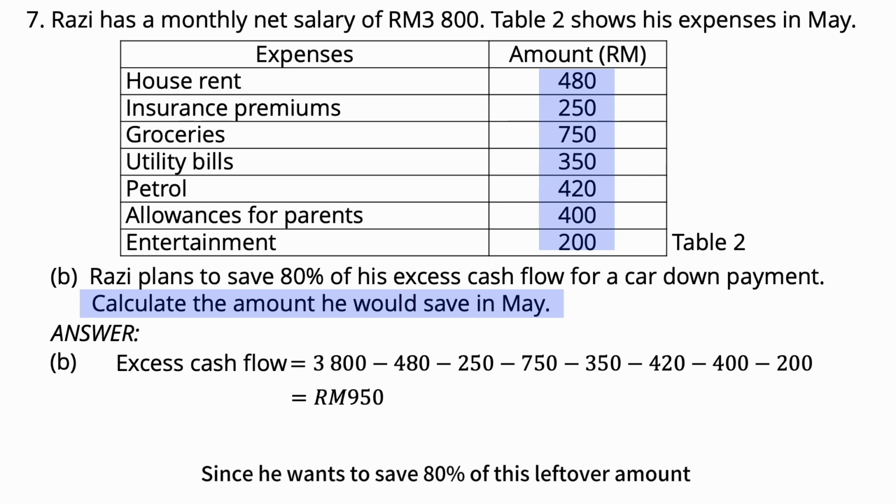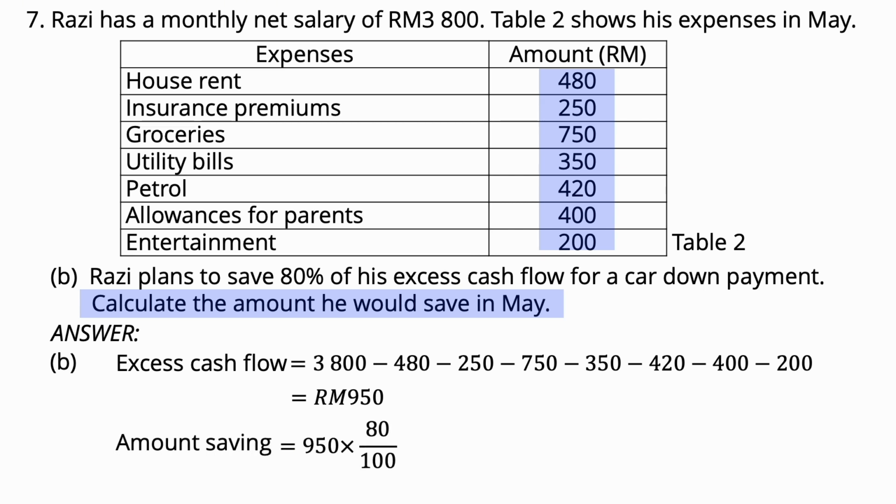Since he wants to save 80% of this leftover amount for his car down payment, the amount saving is Rm 950 multiplied by 80%, which gives Rm 760. This is the amount Razi can save in May.